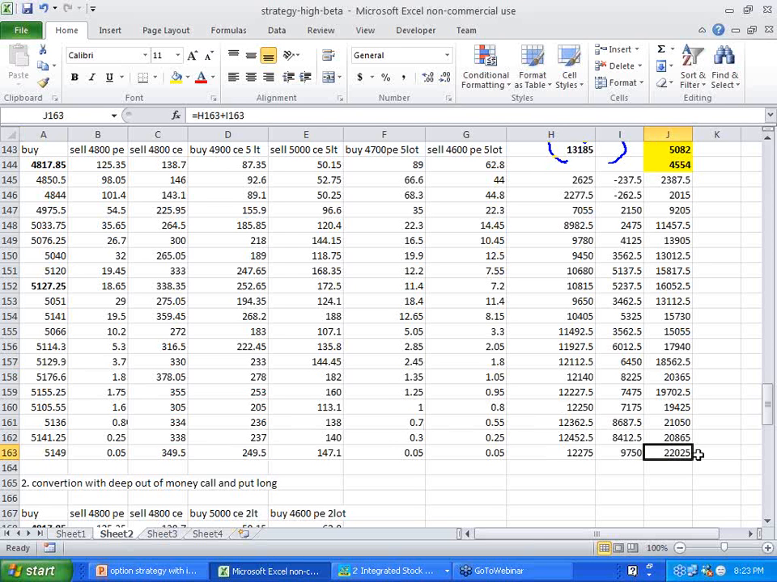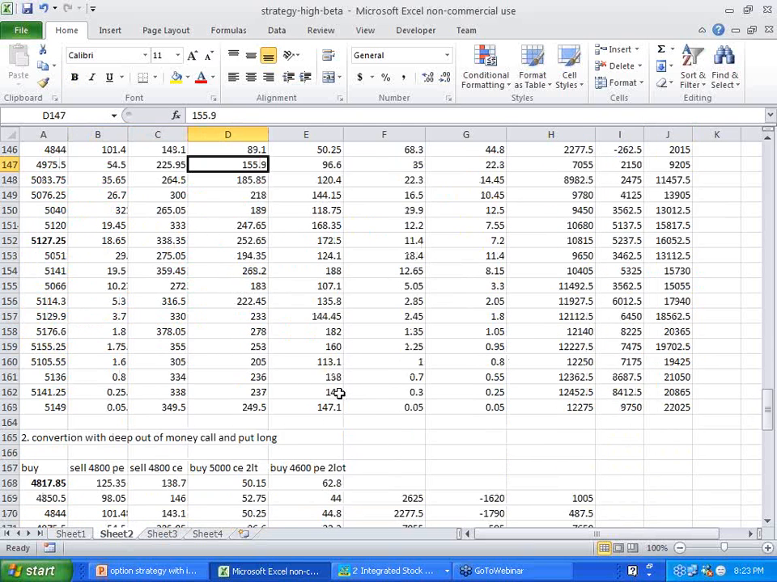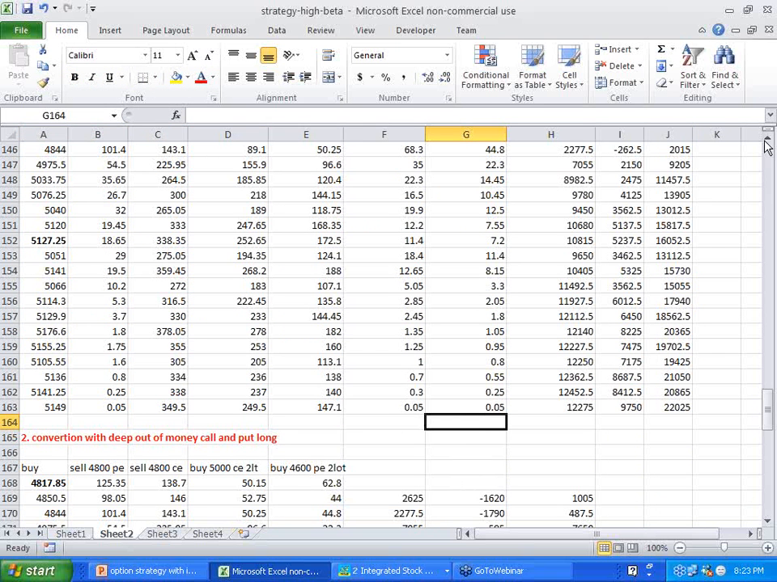settlement cycle, we have landed at 22,025 as a profit. This is every day basis. I have just tracked it. Every day basis. So this is one of the conversion with multiple bull and bear spread. See the next alternative of conversion, alternative of hybrid strategy.